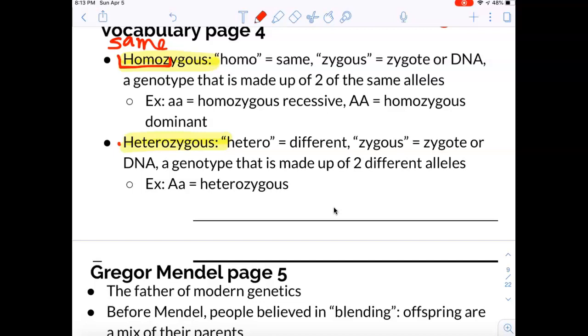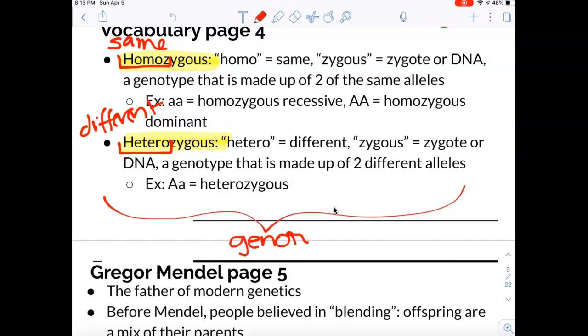Same thing with hetero, meaning different. If you're heterosexual, you are attracted to someone of the opposite sex. Most common example, there's a ton of other words that use these roots, so I don't want you guys to think that that's all I have in my brain. It's literally just the easiest example, okay? So when you're describing a genotype, again, all these terms are for genotypes.